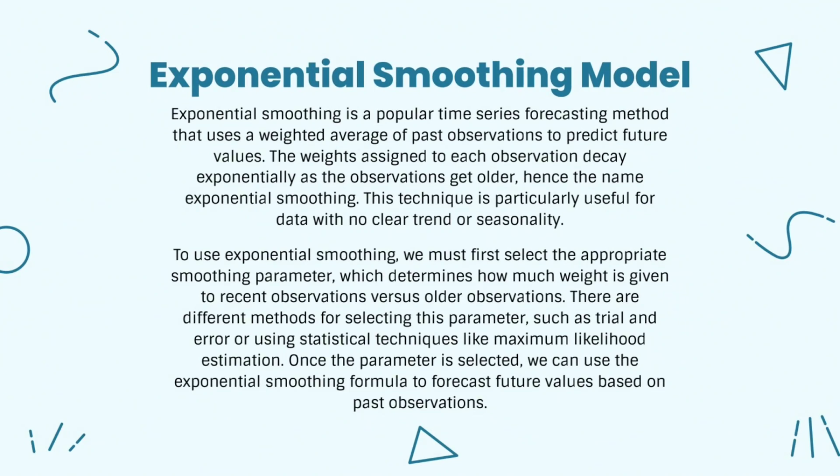Exponential smoothing model. Exponential smoothing is a popular time series forecasting method that uses a weighted average of past observations to predict future values. The weights assigned to each observation decay exponentially as the observations get older, hence the name exponential smoothing.